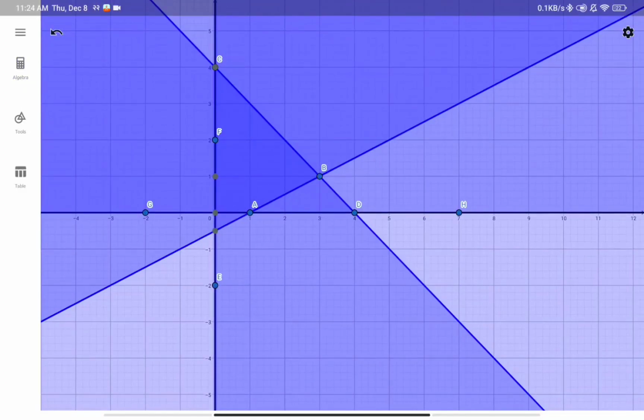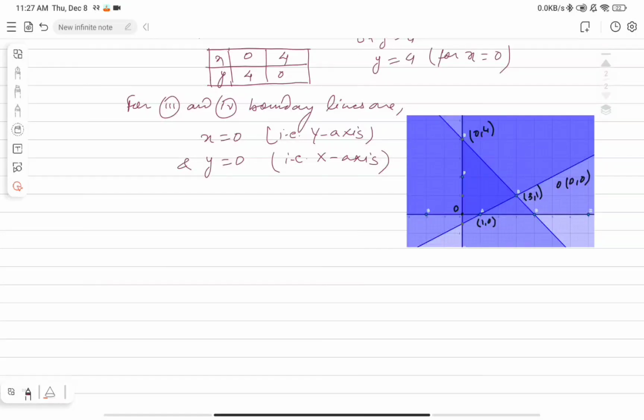Now we have to find the common region, the region which contains shades for all inequalities. That is OABC. The coordinates of O are (0, 0), A is (1, 0), B is (3, 1), and C is (0, 4). So the region OABC is our feasible region. We also call it the convex polygon. We have noted down all the vertices of the convex polygon, OABC.